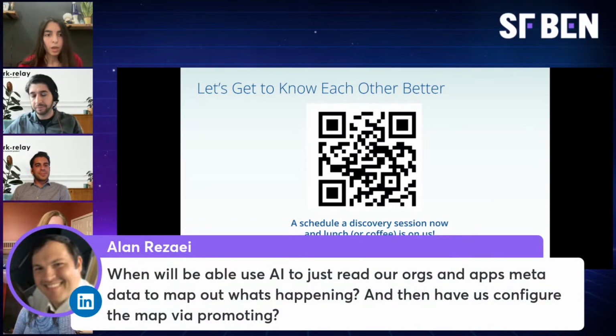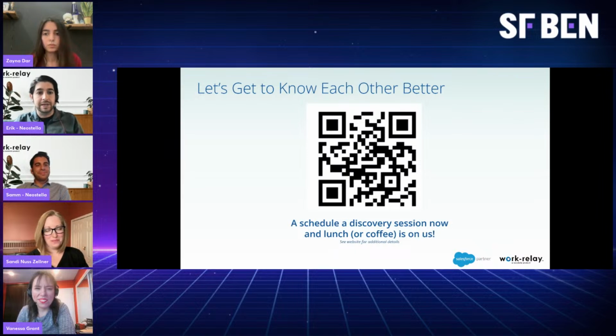Fab, thank you. So when will we be able to use AI to just read out orgs and apps metadata to map out what's happening and then have us configure the map via prompting? Yeah, huge question, right? It's kind of the dream, but it also makes me a little bit scared to trust all of that data and metadata that's in there.